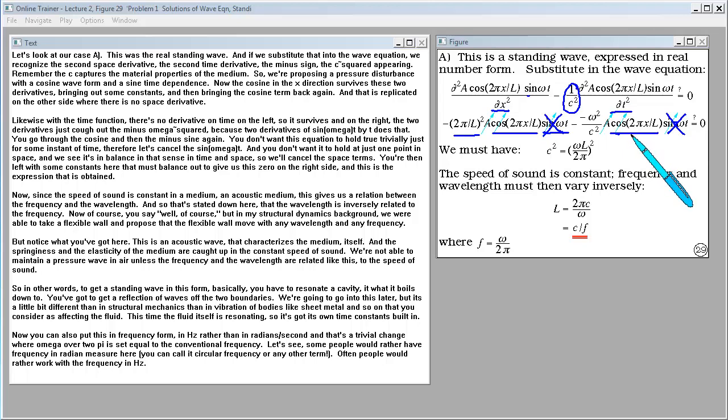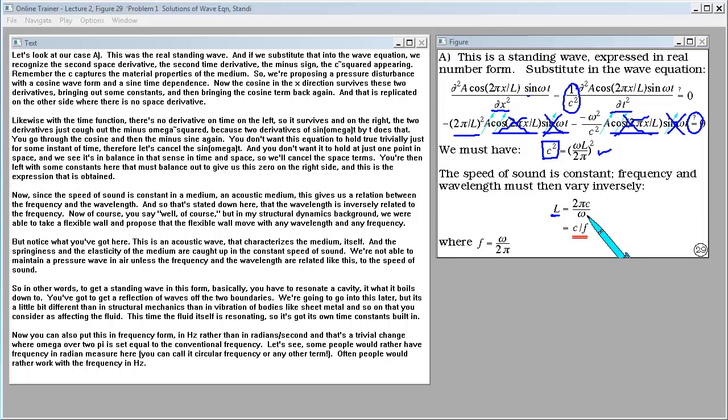So, and we see it's in balance in that sense, both in time and space. So we'll cancel the space terms. You're then left with some constants here that must balance out in order to give us this 0 on the right side. And this is the expression that's obtained. Now, since the speed of sound is constant in a medium, an acoustic medium, this gives us a relation between the frequency and the wavelength. And so that's stated down here, that the wavelength is inversely related to the frequency.